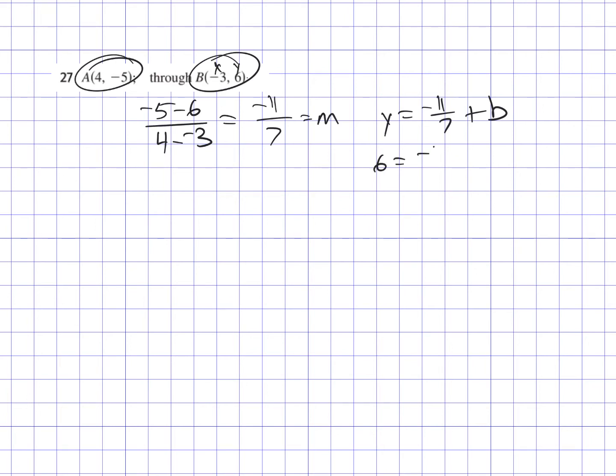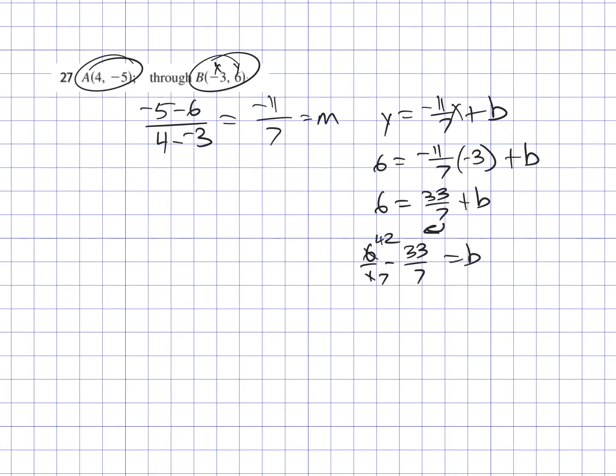So 6 equals -11/7 times -3 plus b. So 6 equals 33/7 plus b. Move it across. 6 over 1 minus 33/7. Get a common denominator. 42 minus 33 is going to be 9. So now you have your intercept. y equals -11/7 x plus 9/7.